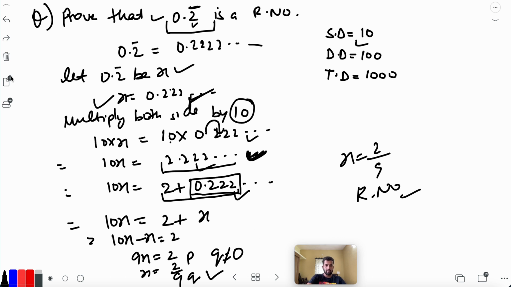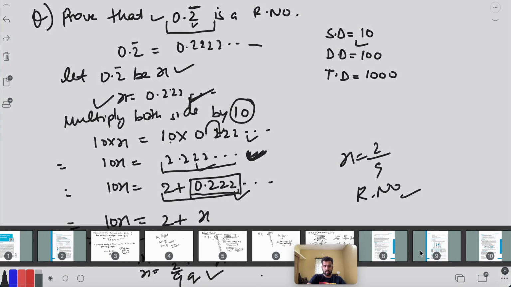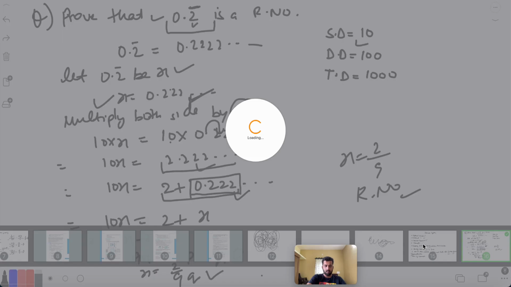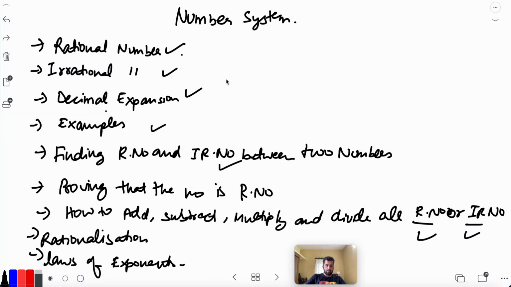Shall we switch to the next topic? Okay, so let's switch to the next topic. First look around at what the content part was and all. So this part is also done. Now, how to add and subtract. Okay, fine.